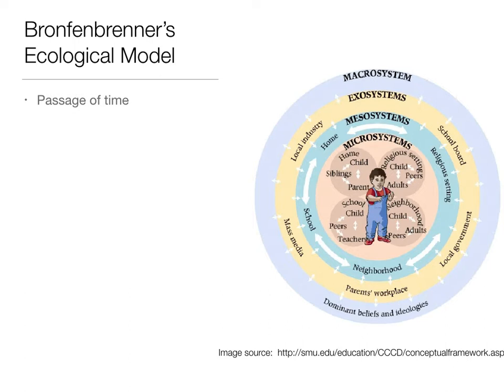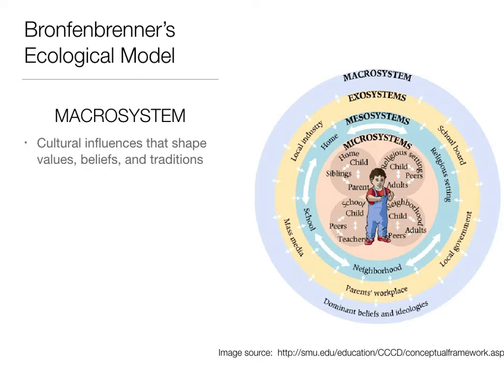So if you kind of added a third dimension to this image and made it 3D and made it more like a tube instead of just a cross section, you would see more the change over time. And then finally, the macrosystem is those cultural influences that shape the values, beliefs, and traditions. These tend to be more stable. We don't see a lot of change necessarily within a year or two, but over time, there definitely are changes.